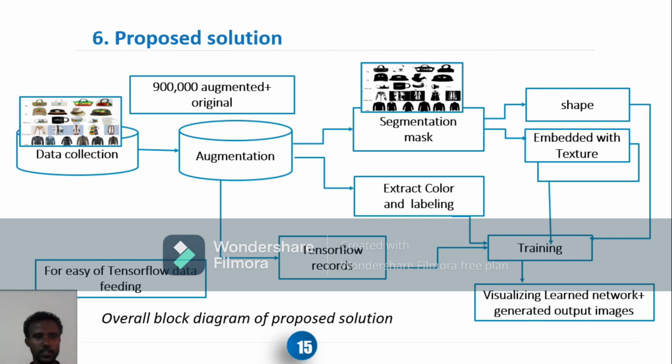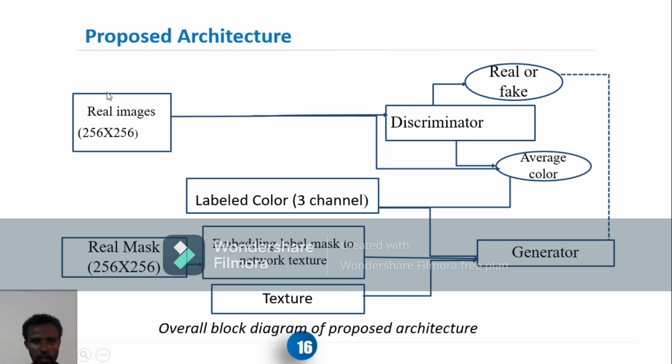Having dealt with that, we go to the proposed solution. As I said earlier, we collected 19,000 original images and augmented them. After augmentation we get 19,000 images, and then we do segmentation. The segmented image, the original image, and the extracted color label jointly create TensorFlow records fit for training. This training helps us to condition through color, shape, and embedded texture. The better arrangement is here.